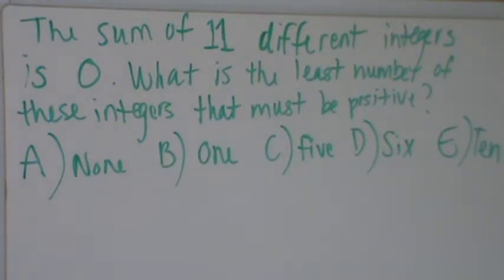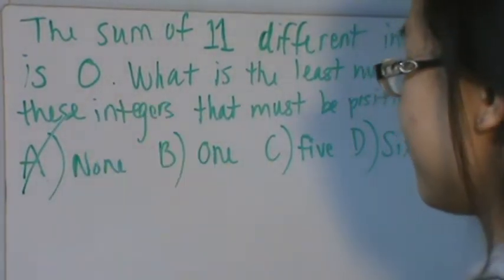Okay, so the best thing to do is just start from option A and go through them one by one. Now option A says none. So if none of these 11 integers are positive, that means all of the 11 integers must be negative, right? And no matter how you add up these integers, negative plus negative plus negative plus negative, you're never going to get 0. You don't know how many right now, but you need at least some number of positive integers in order for that sum to equal 0, right? So A is out of the question.